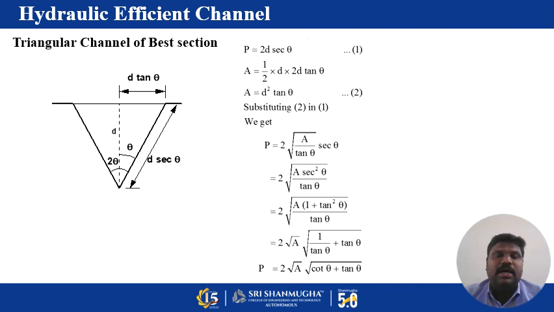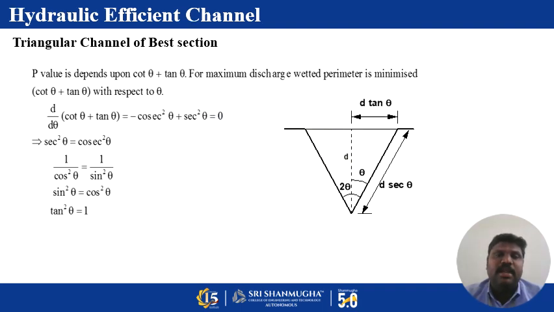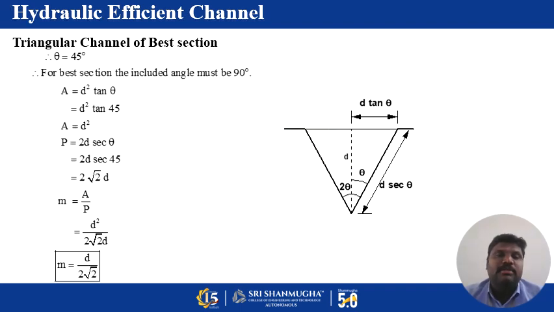This is for the triangular channel for the best hydraulic section. In the triangular channel, the most economical section is where m is equal to d by 2 square root 2. And theta, the side slope for the triangular section, should be adopted as about 45 degrees for getting the maximum discharge. From this we get the mean hydraulic depth m equal to d by 2 square root 2.